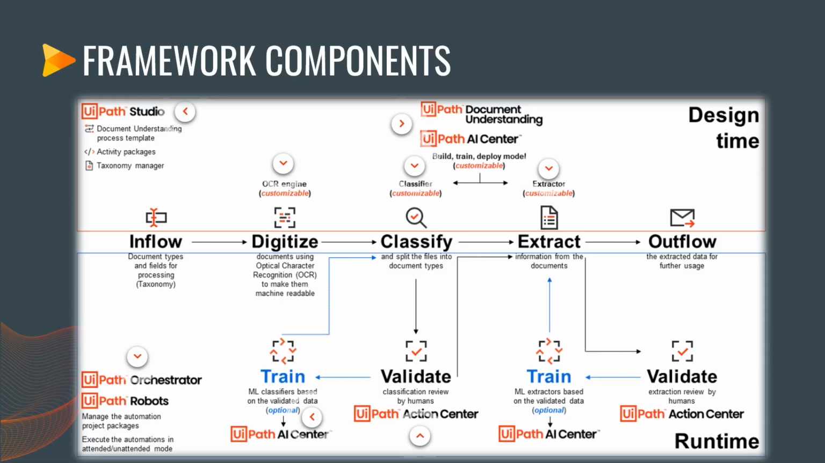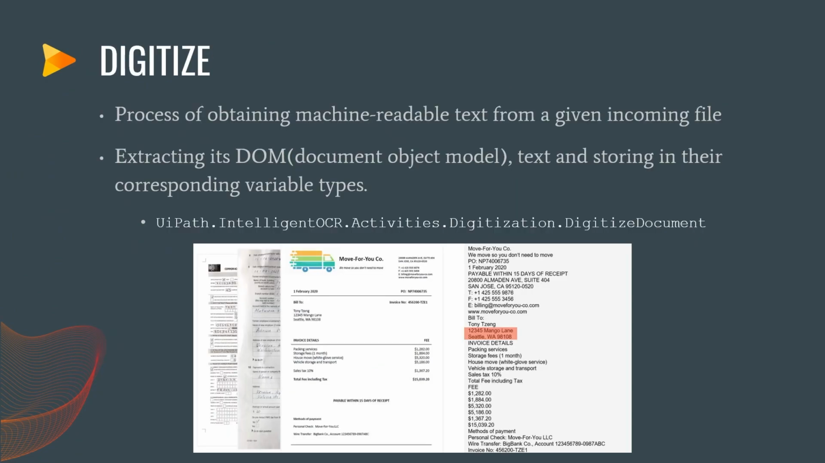In the last video, we saw how to create a taxonomy and we already discussed what the use case is. In this video, we'll see the next component called digitize. So, what is digitize? Digitization involves extracting machine readable text from an incoming file, enabling a robot to comprehend its contents and subsequently take relevant actions.